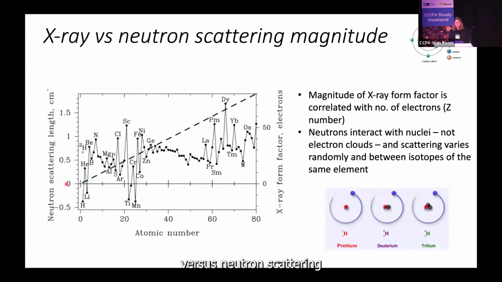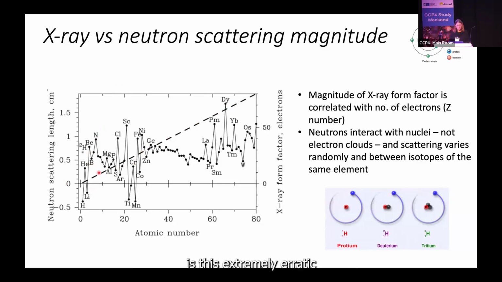So X-rays versus neutron scattering magnitude is quite different conceptually. So I would take a slide or two to just drive this point home. So when you look at nuclear scattering length density maps, they are conceptually and in practice very different from electron density maps. And this really has to do with the scattering magnitude of the two different probes. In the dashed line here in this graph, you can see a very nice linear relationship between the magnitude of the X-ray form factor and the number of electrons, which is of course the atomic Z number. And there's a very nice linear relationship between these two things, which means even if you don't know what you have, just based on the scattering magnitude, you can figure out how many electrons this thing may have.